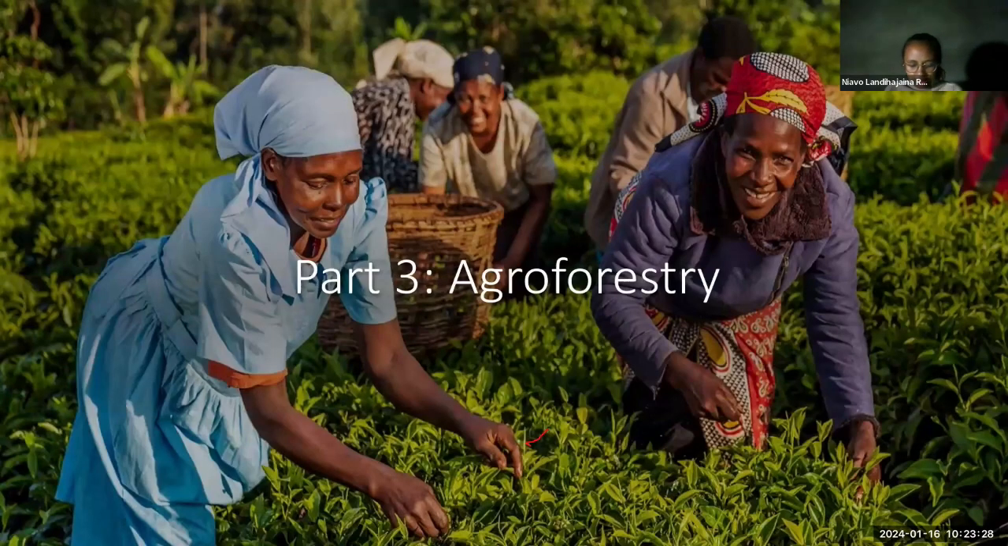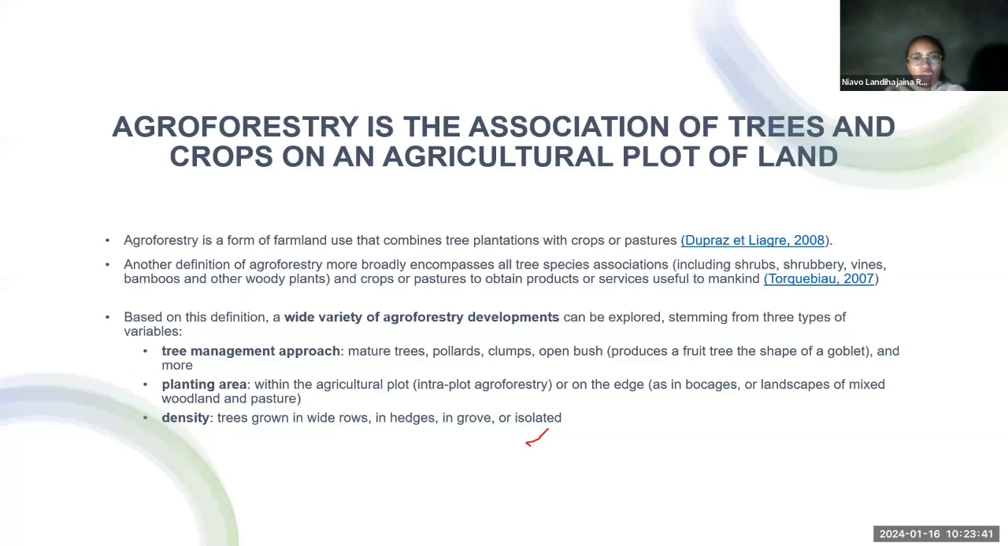Let's now see what agroforestry is, which is the main application of agroecology. Agroforestry is the association of trees and crops on an agricultural plot of land. Agroforestry is a form of farmland use that combines tree plantations with crops and pastures, the definition from Dupraz and Liagre in 2008. Another definition of agroforestry is the association of tree species with crops or pastures to obtain products and services useful to mankind, which is the definition from Torquebiau in 2007.